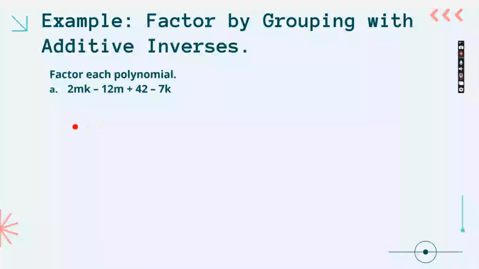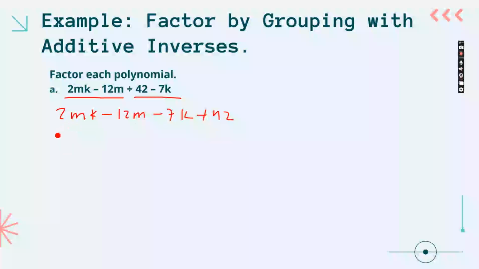So how do we do this problem? I probably want to move some things around. For example, I definitely want to keep this the same, 2mk minus 12m, but I probably want to switch around these two terms, 42 and negative 7k. Switching them around, we get something like this. And let's go ahead and start factoring this, right?